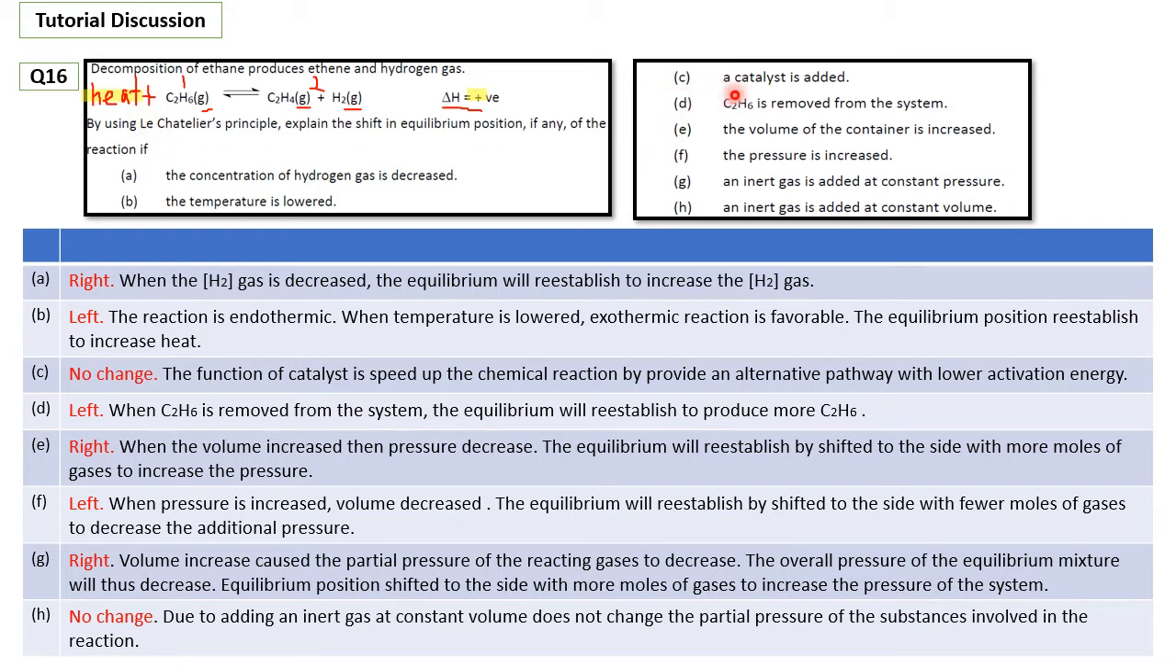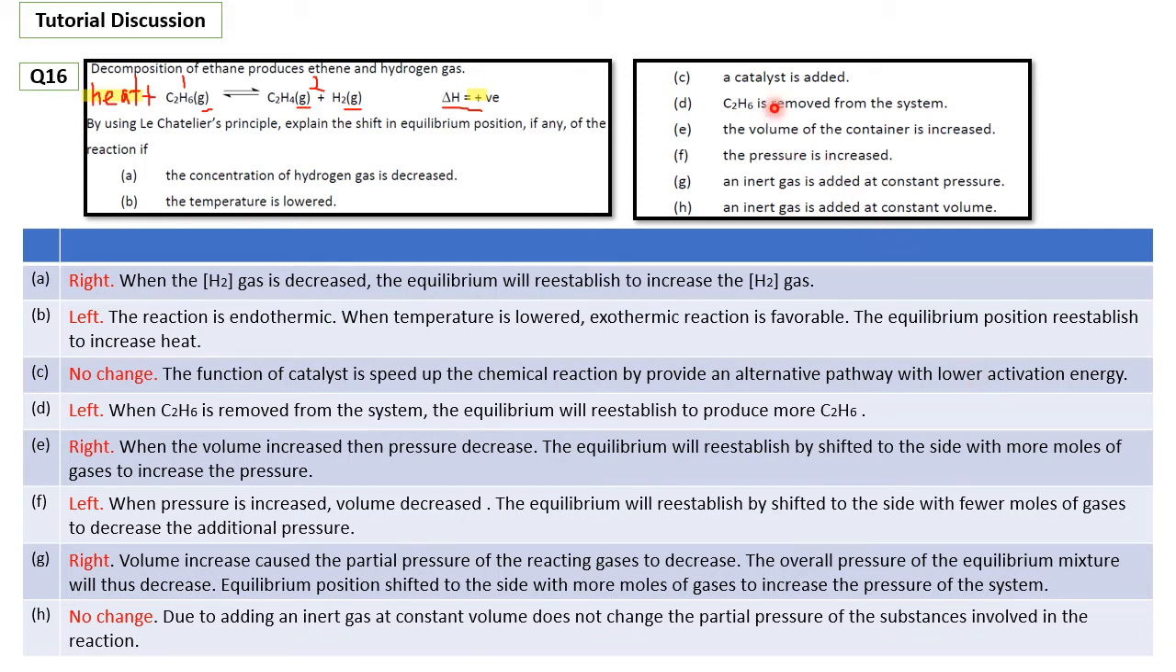C, add catalyst. This one is a simple answer: no change. But you have to explain why there is no change. Because the function of a catalyst is to speed up the chemical reaction by providing an alternative pathway with lower activation energy.